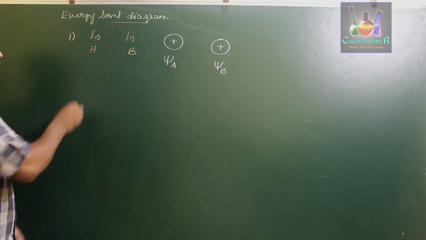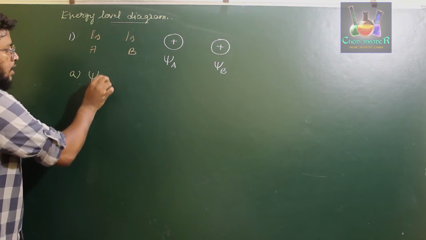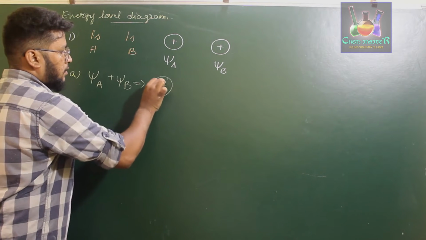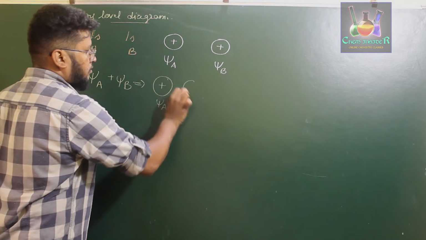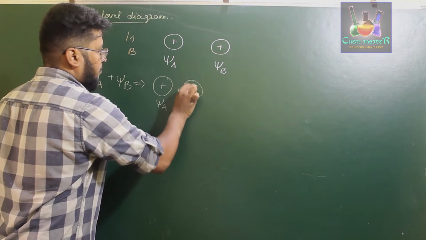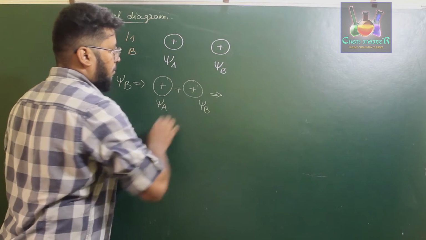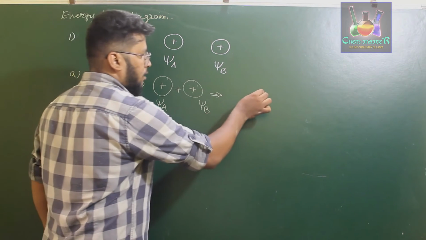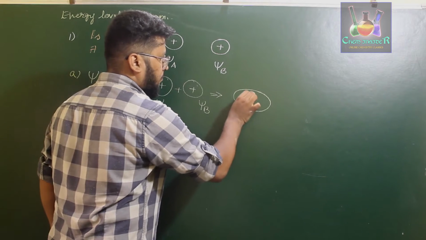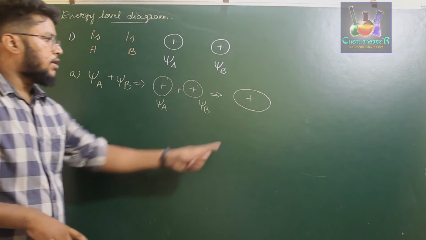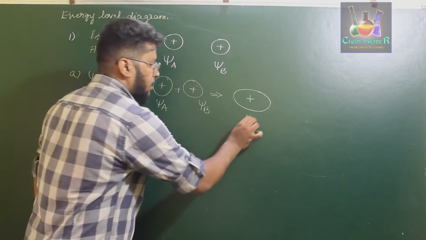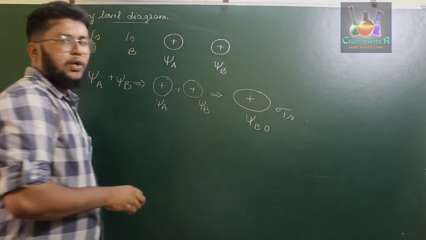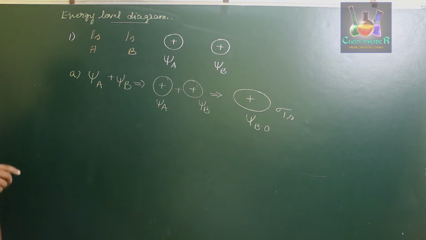So now let us discuss the first one, psi A plus psi B. Both of these get combined, psi A and psi B, to form a bigger molecular orbital of this type. Psi A plus psi B gives the bonding molecular orbital, that is psi BMO, which is also called sigma 1s. So this is the molecular orbital of 1s overlapping.